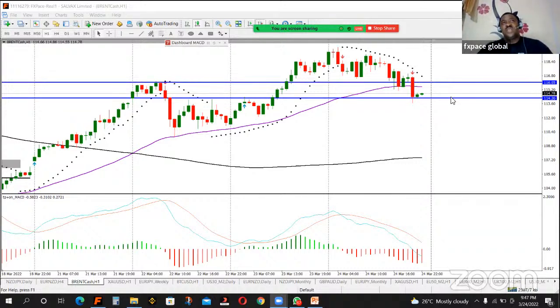You need 10 and 20 period moving averages. For a swing trader, you need 20 and 50 period moving averages. And for a position trader, you need 50 and 200 period moving averages.